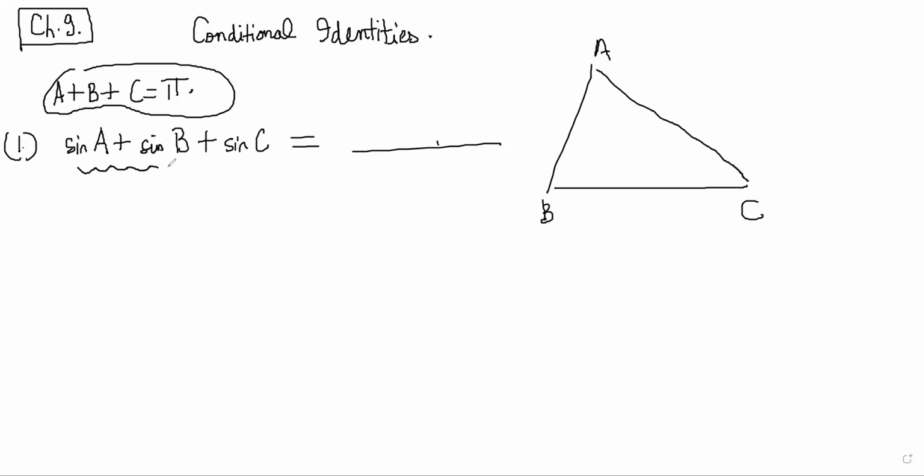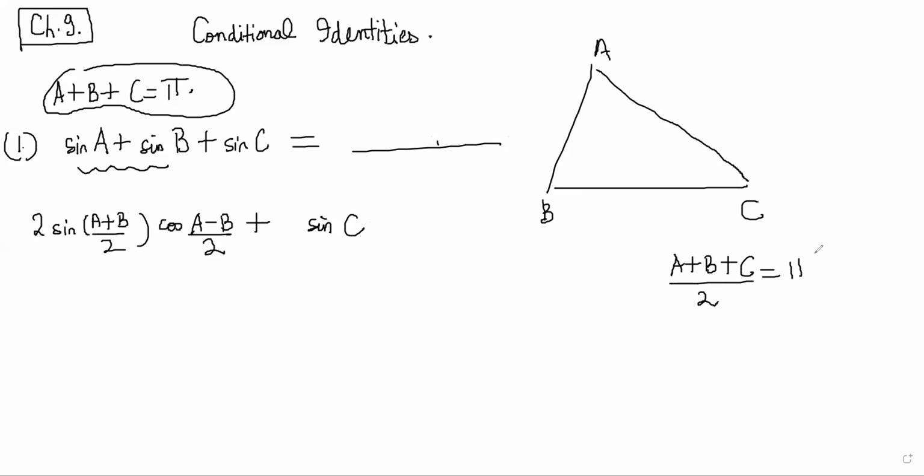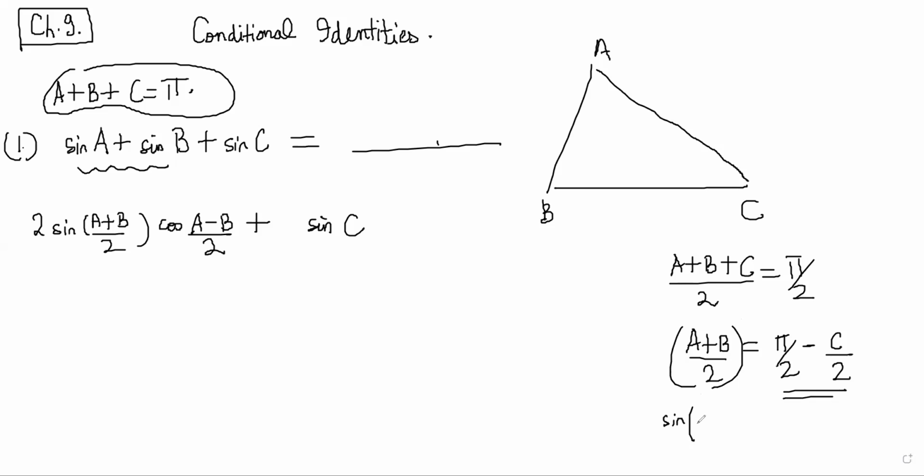So what we will do is just group these two together and apply the sine A plus sine B formula, right? So it will become 2 sine (A plus B) by 2 cos (A minus B) by 2, plus sine C, right? Now A plus B plus C by 2 is equal to pi by 2, right? So (A plus B) by 2 becomes pi by 2 minus C by 2. So sine of (A plus B) by 2, if you take sine of both sides, becomes cos C by 2, no?